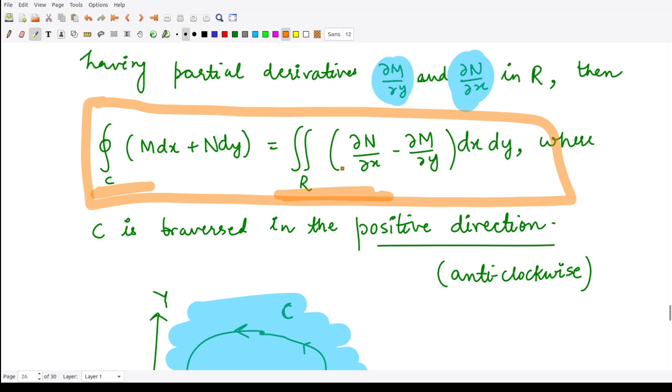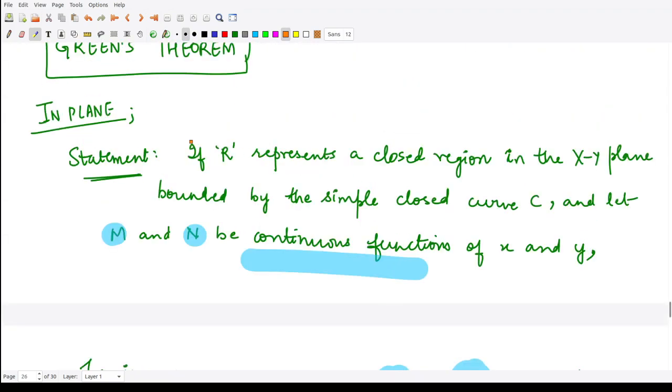And if you notice, you already know these terms, M dx plus N dy and del N by del x minus del M by del y. They appear in differential equations where the given equation is an exact equation. So you could remember these quantities in this way. So this is Green's theorem, which is defined for the plane.